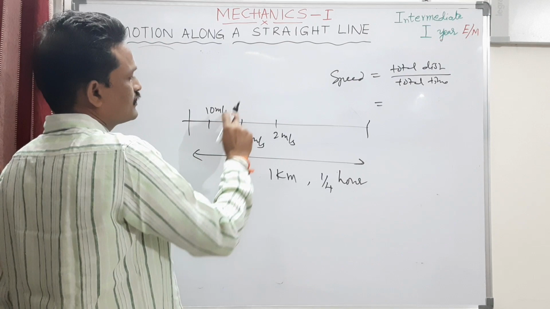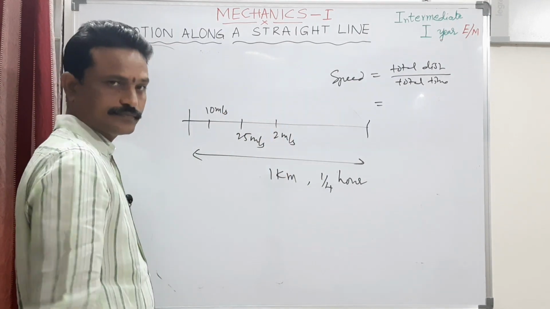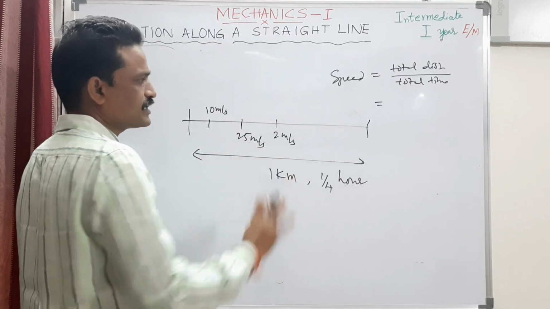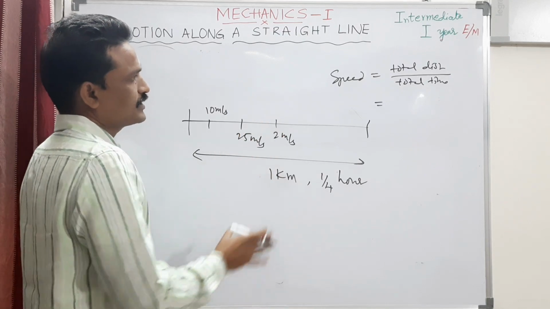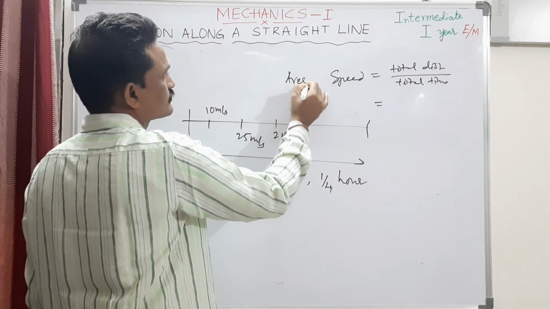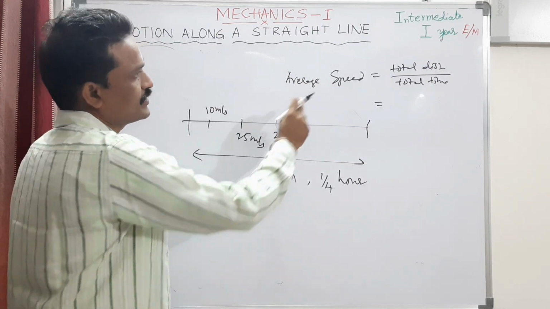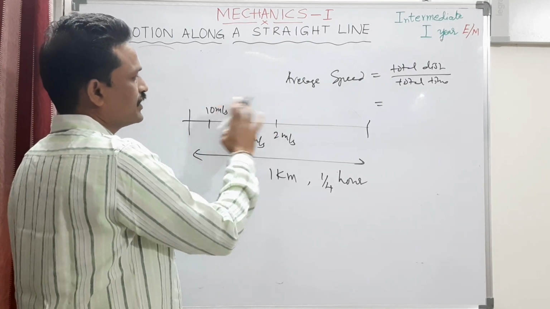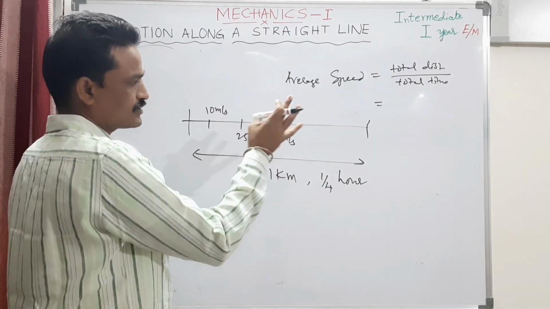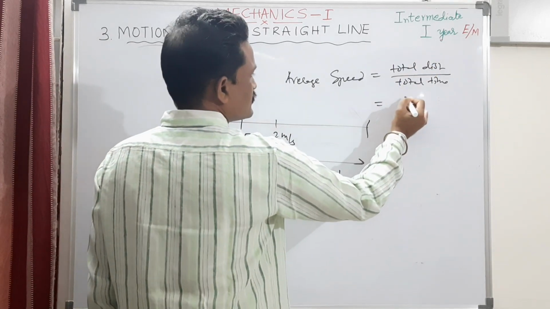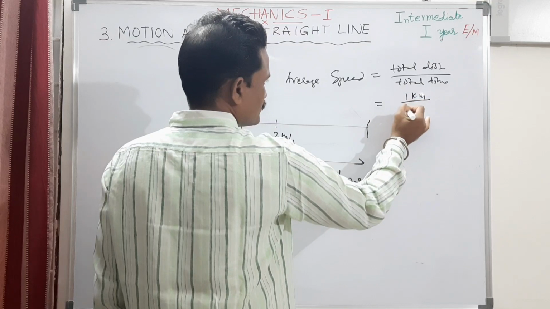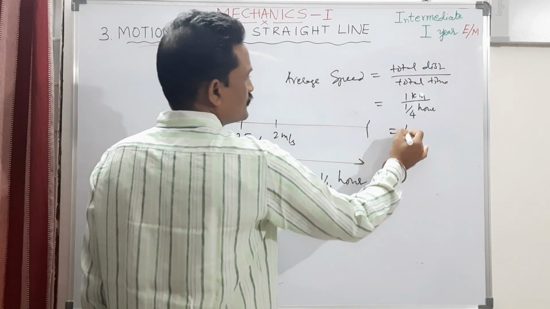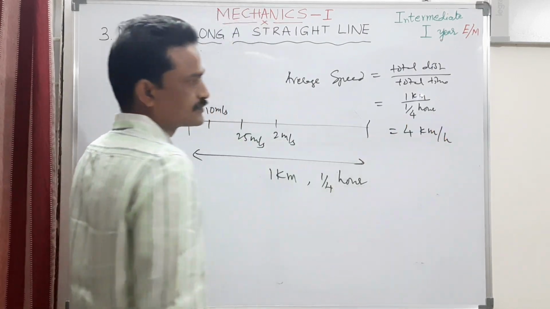Though you traveled with different speeds at different points of your journey, in order to calculate, I am taking an average type of term that is called average speed. So what do you mean by average speed? Average speed is total distance divided by total time. So I am not concerned with my speeds at different junctures. Now what is the total distance? Total distance is 1 kilometer and this is 1/4 of an hour. So it will become 4 kilometer per hour.